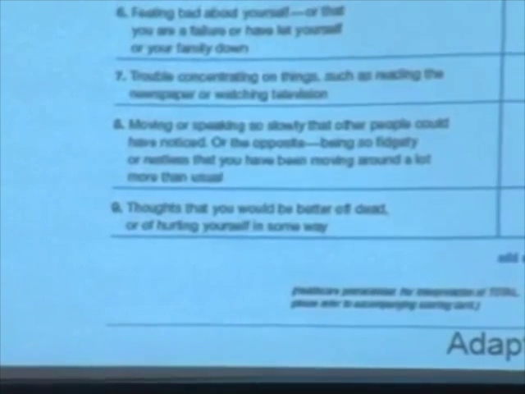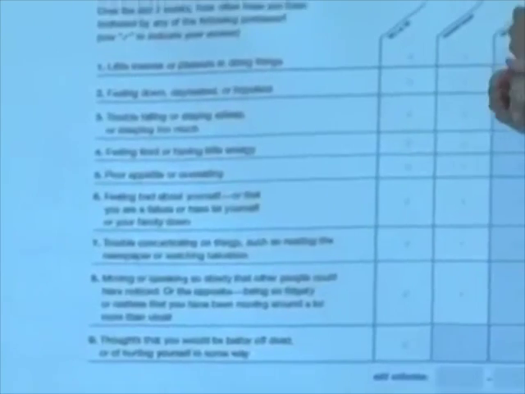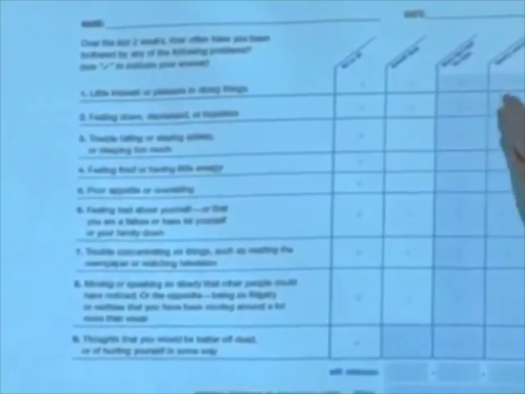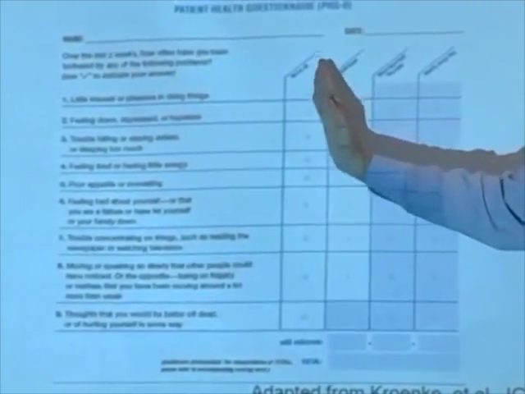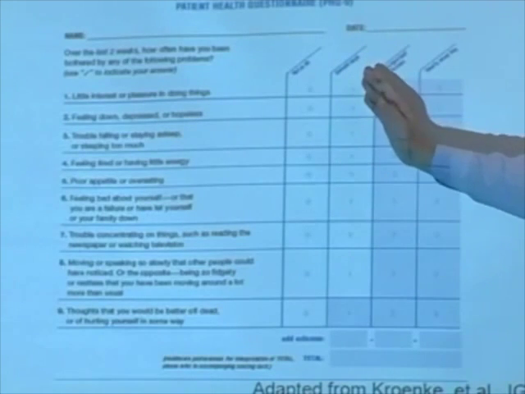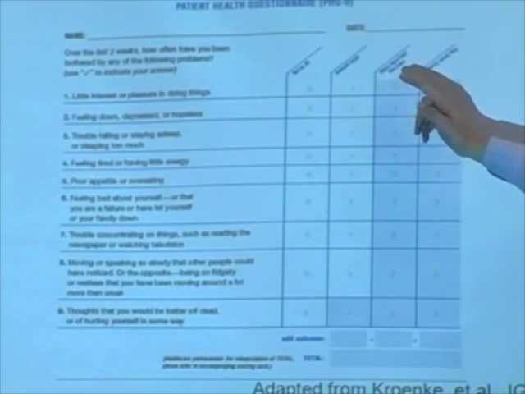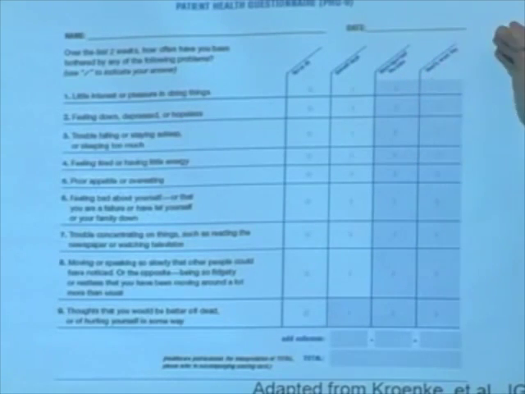Now, what it asks, as I mentioned, is over the last 2 weeks, how often have you been bothered by these symptoms? And there are 4 different breakdowns in terms of how frequently this is happening. There's a column here that says not at all, which scores as a 0, several days out of the past 2 weeks, which scores as a 1, more than half of the days, which scores as 2, and then nearly every day, which scores as 3.